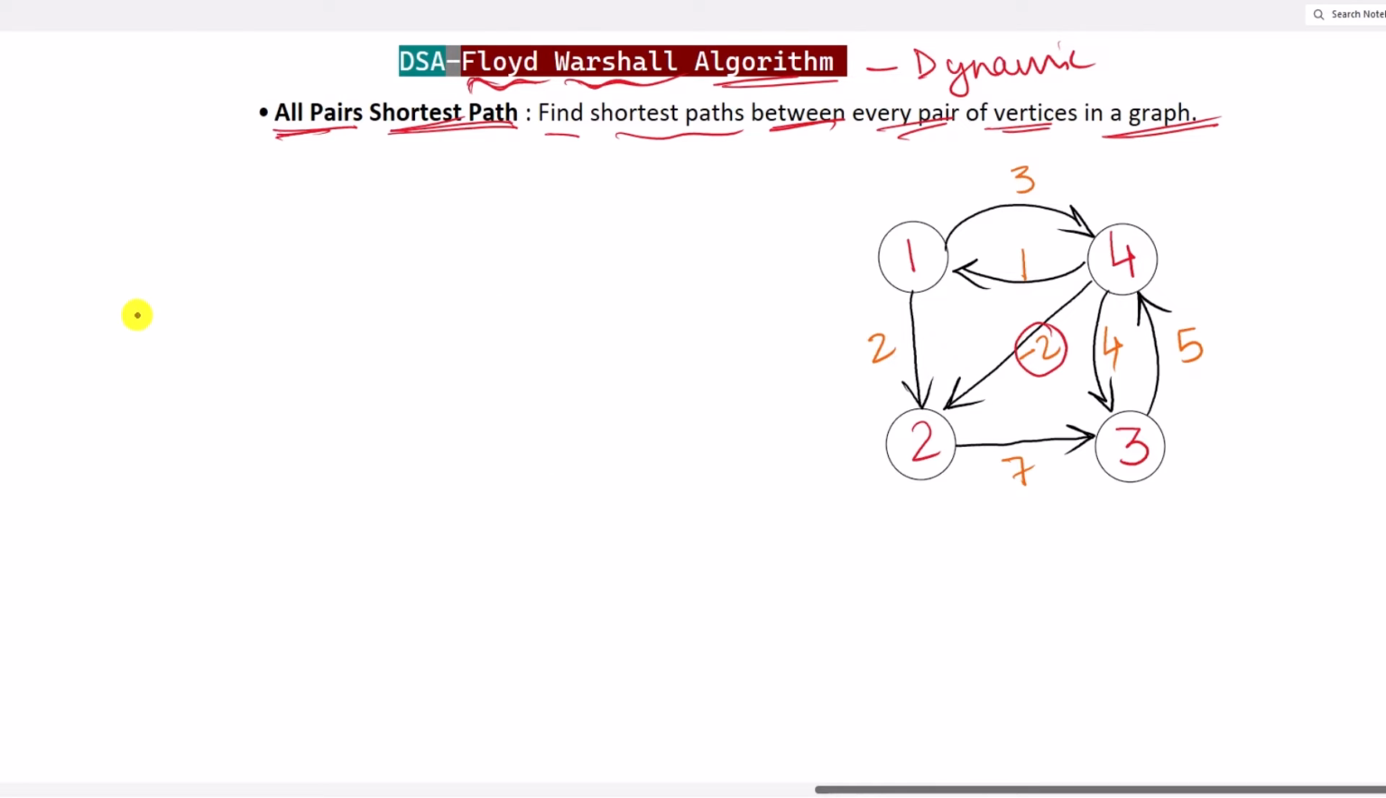Here we're gonna use one 2D matrix to represent the cost between all of these vertices. Because in the graph we have 4 vertices, our matrix will be a 4 by 4 matrix. Now inside the matrix, because from 1 to 1 this is the same vertex, the cost will be 0. So that means all the diagonal cost will be 0.